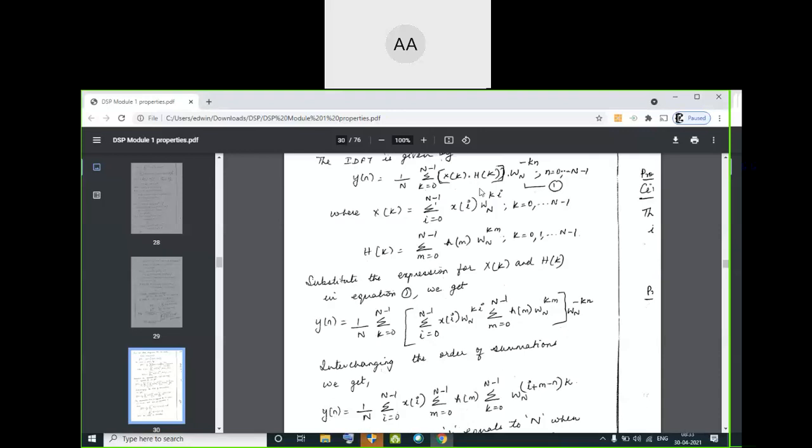So here again you split your X of k and H of k. You write it separately. X of k is DFT of x of, instead of n, everywhere n is there, to avoid the confusion, you keep another variable, x of l W_N to the power k into l. It doesn't make any difference. Or if you want, you keep n itself, no issues. Okay. H of k is DFT of h of m, X of k is DFT of x of l. Or you write x of n, h of n, no problem if you want. Why I am not using the same variable, you will understand in the next step.